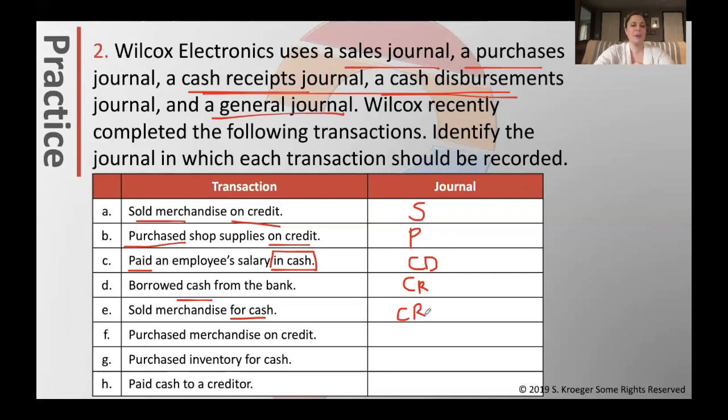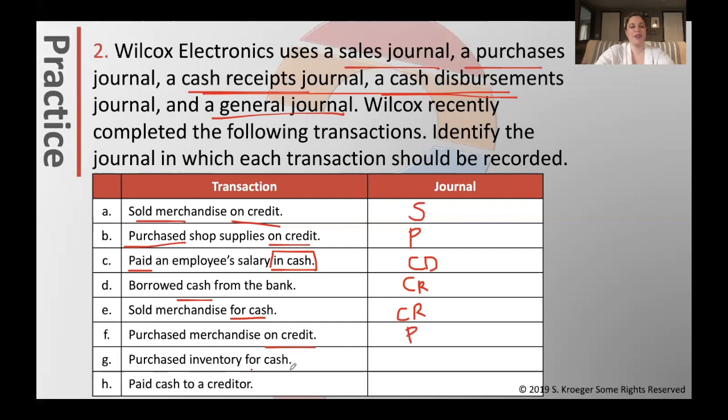F, purchase merchandise on credit. Is it involving cash? No, because it says on credit. Purchase merchandise. Which account do you think that would belong in? The purchases one. Good job.